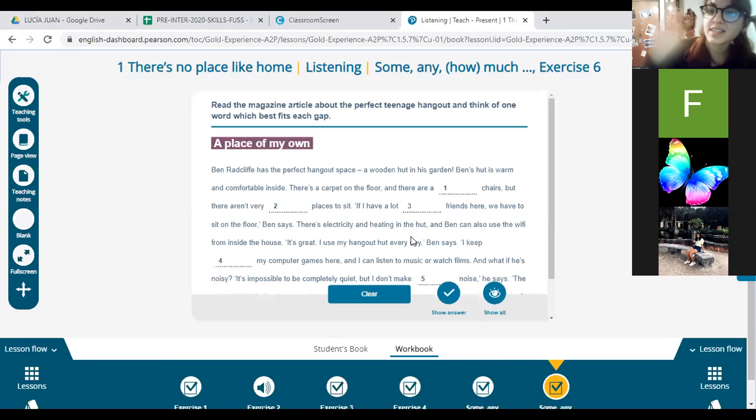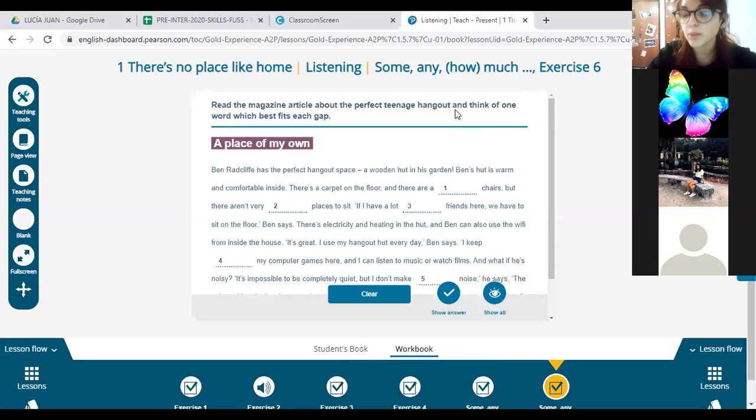And this is the last exercise for today. We're going to read an article about the perfect teenage hangout. So the perfect hangout will be a get-together. And think of one word which best fits each gap. We need to complete the blank spaces with one word. So I'm going to read it. You're going to help me with the spaces. It's called A Place of My Own.